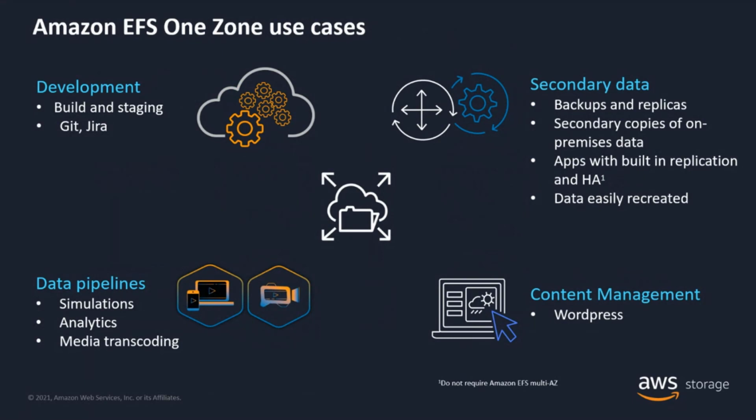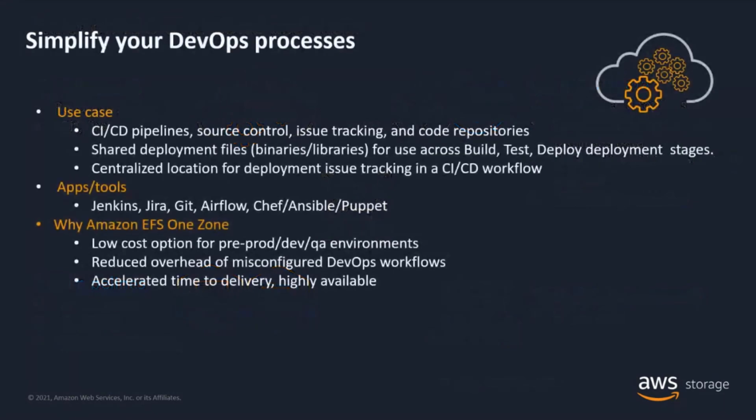What are some of the use cases that customers are using EFS OneZone for? So OneZone storage classes are ideal for developer workloads like build and staging environments, applications like analytics, simulation, and media transcoding that do not require the highest levels of availability and durability of regional Amazon EFS storage classes. And they're also ideal for storing replicas, secondary copies of data residing on premises, data that can be easily recreated, and data used by applications with built-in replication and high availability features. Let's dive into a couple of these.